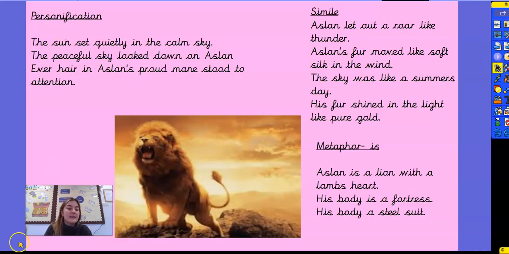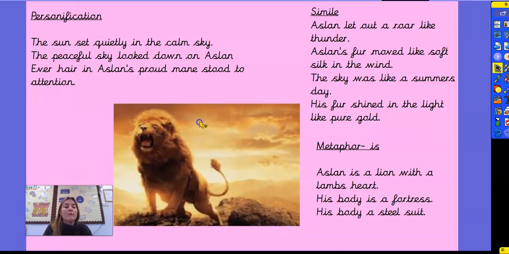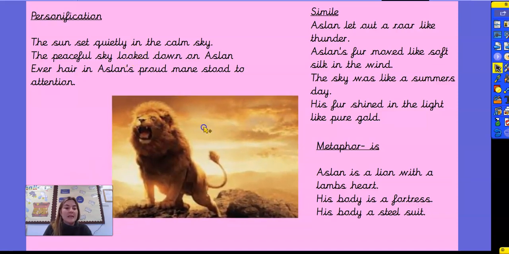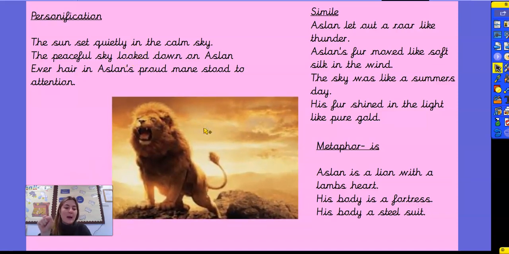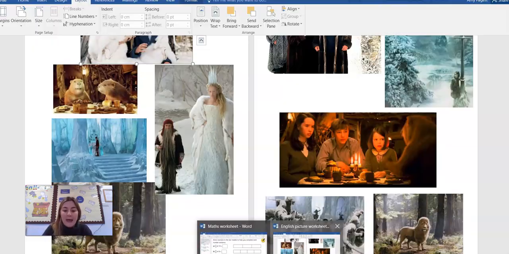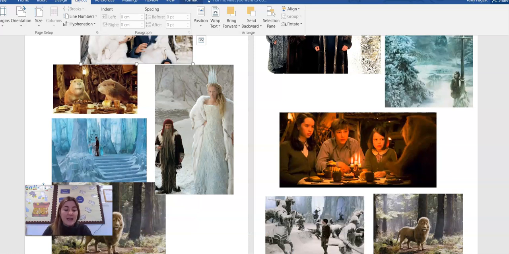Let's have a look. So then I had this picture of Aslan. So for personification with Aslan, I tried to think about things that were happening in the picture. So with your pictures, try and look at every single detail that is in there, not just the people. Because I realised when I was writing mine, I thought, oh, I'm focusing on the people far too much. What's happening around them? Can I set the scene in any other way?